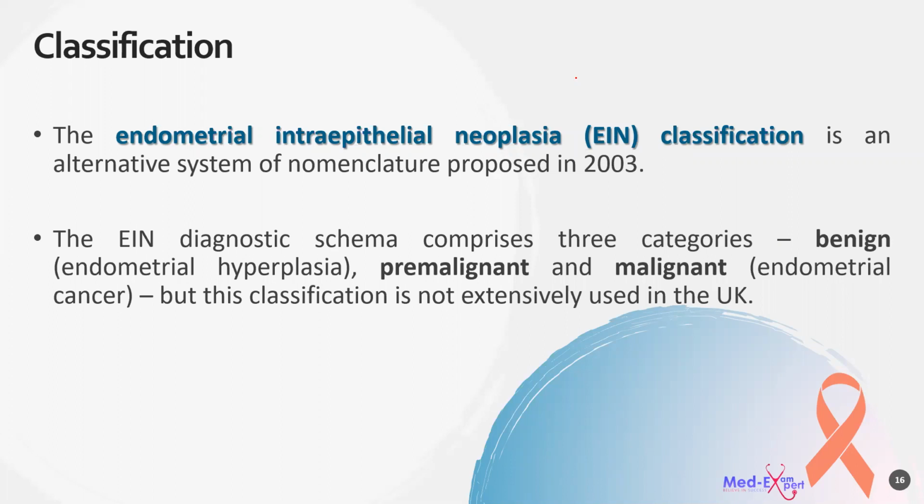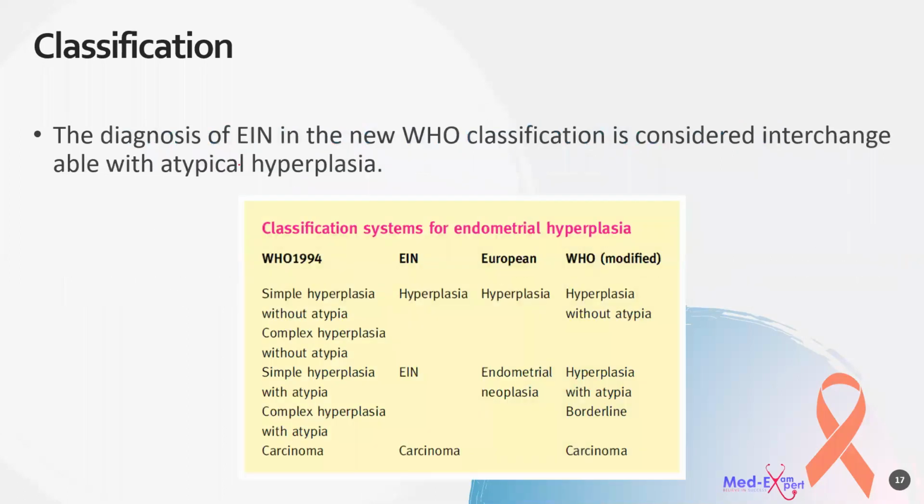So we have the benign endometrial hyperplasia, which is endometrial hyperplasia without atypia; the pre-malignant, which is called endometrial intraepithelial neoplasia, the EIN, which corresponds to atypical hyperplasia; and the last category is malignancy. The diagnosis of EIN in the new WHO classification is considered interchangeable with atypical hyperplasia.